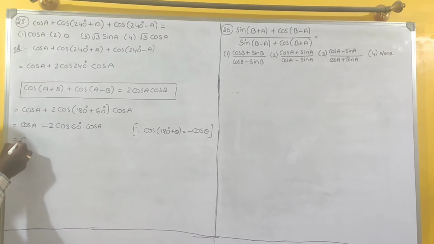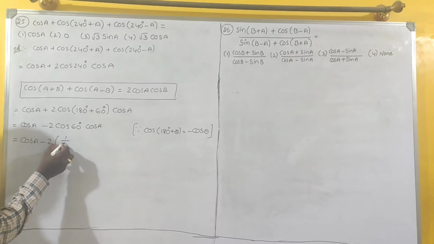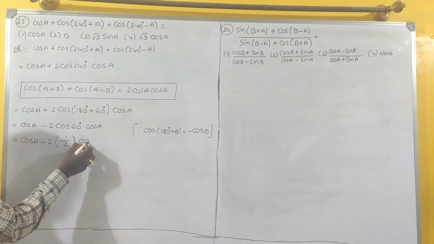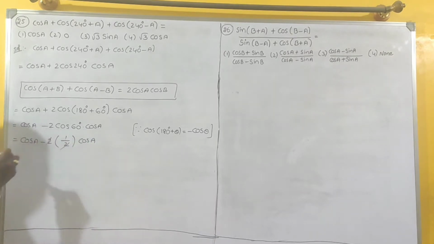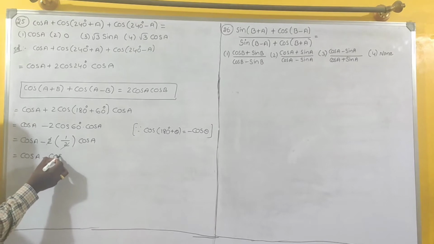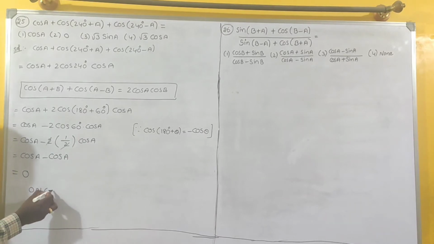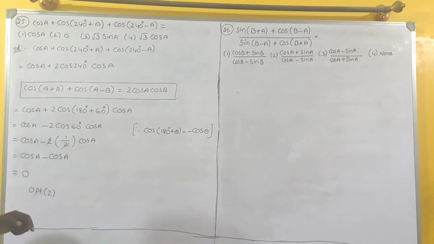That equals cos A minus 2 into cos 60, whose value is 1 by 2, into cos A. Now the 2 gets cancelled. What is remaining? Cos A minus cos A. Cos A minus cos A is nothing but 0. So for this question, option 2 is the correct answer.